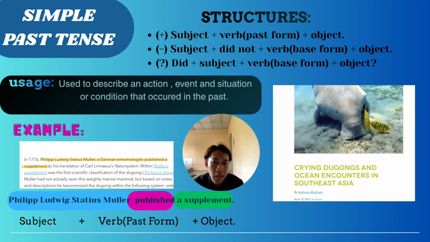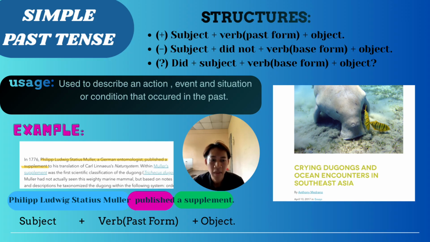To describe something positive, we use subject followed by verb and object. Here, we change the verb to its past form. Regular verbs usually add ed, while irregular verbs have their own special form. To describe something negative, it is just the same as the positive form, but we add did not and the verb goes back to its base form. And to question something, we start with did, then the subject, then the base verb.